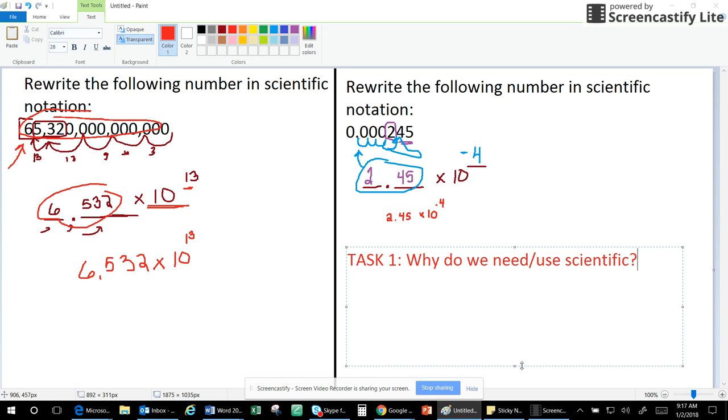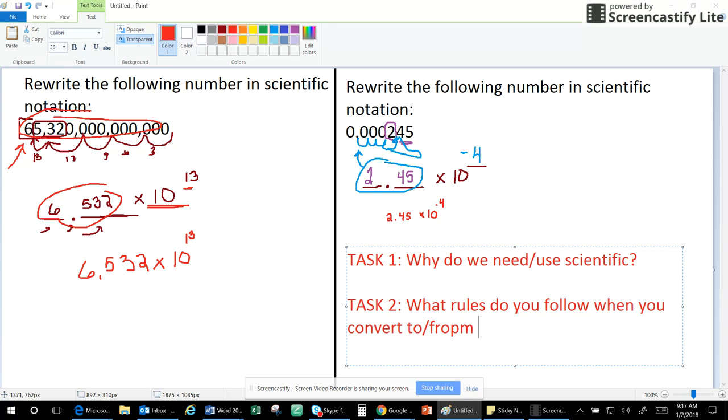what rules do you follow when you convert to or from scientific notation? So have you noticed a pattern that helps you remember what you need to do here for scientific notation? And we're going to share those with the class.